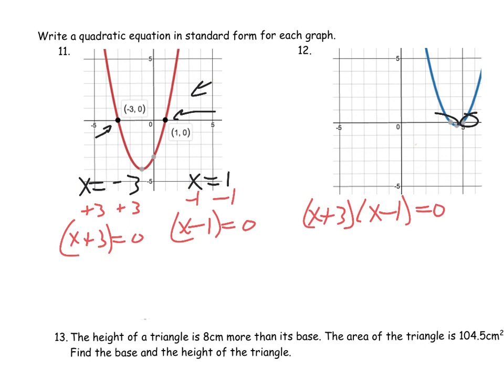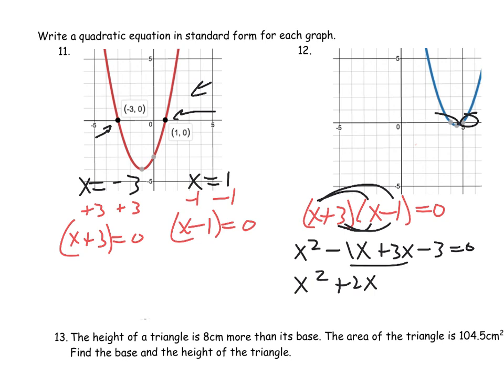Once again, you could use the box method. I'm going to use distributive property twice here. X times x is x squared. That'll give me negative 1x. Then multiply by 3, plus 3x minus 3 equals 0. So it's x squared plus 2x. These are like terms. They add up to 2x. Minus 3 equals 0. So there it is. There's my quadratic equation for that graph.